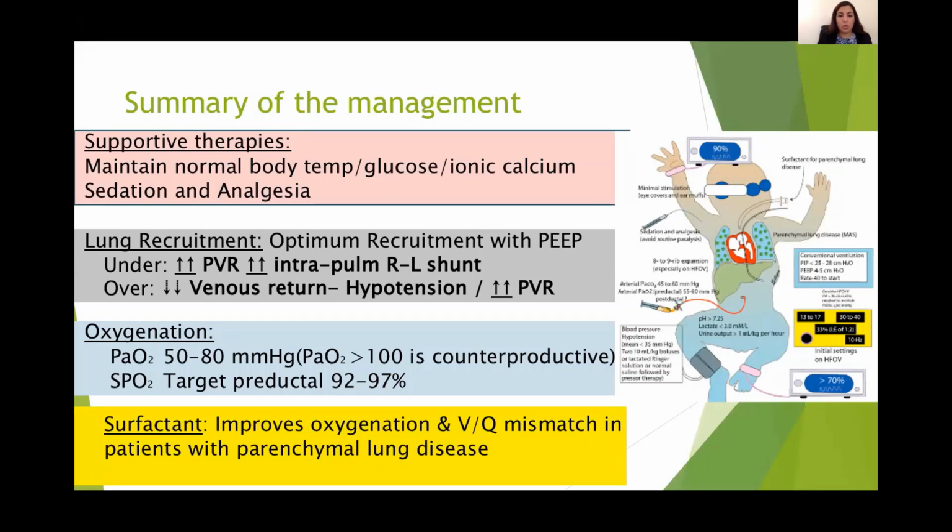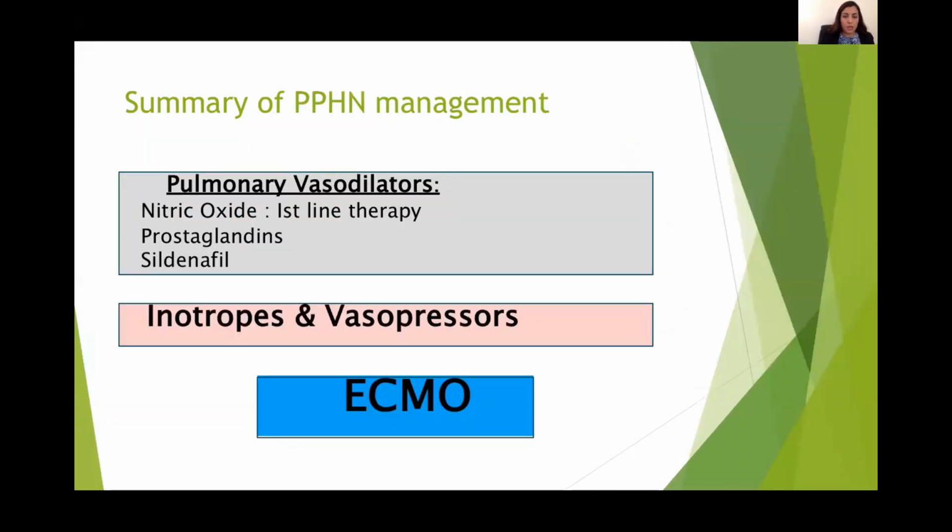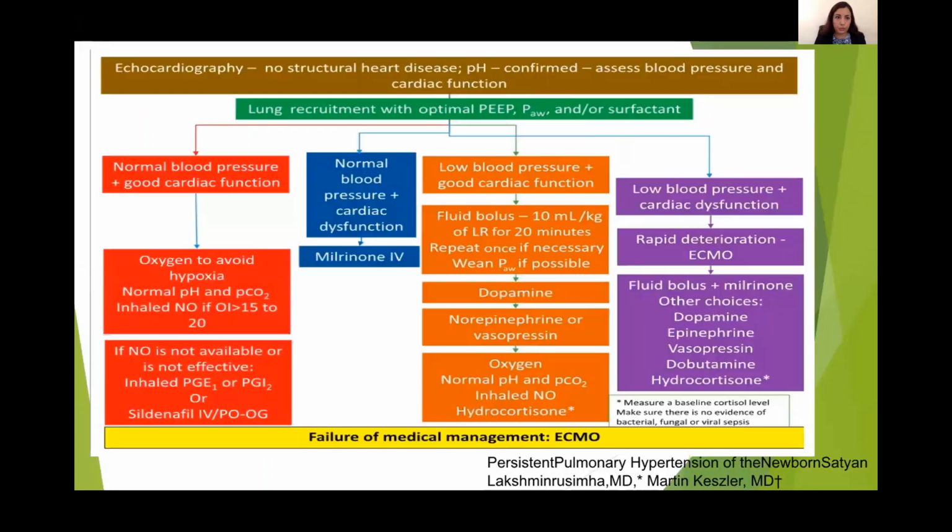Then again, lung recruitment with good PEEP. The oxygenation, we already talked about, with a target between 92 and 97. Surfactant in some cases, especially if there is parenchymal lung disease. The vasodilator, and then the inotropes and vasopressors. And if we tried everything and it's not working and it's a term or near-term baby, we have to think about ECMO if it's available.